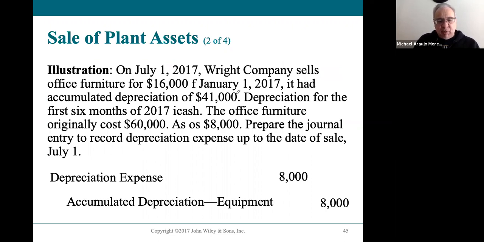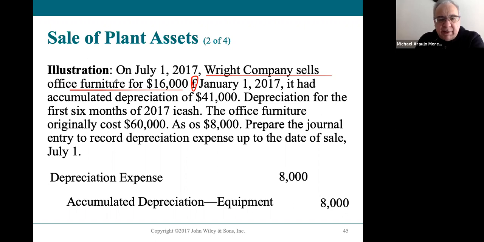So here's an example where a company sells off office furniture of 16,000. I'm not sure this F is supposed to be there. You might have heard that expression: what the F? Why is this F here? So I think that's not supposed to be there.